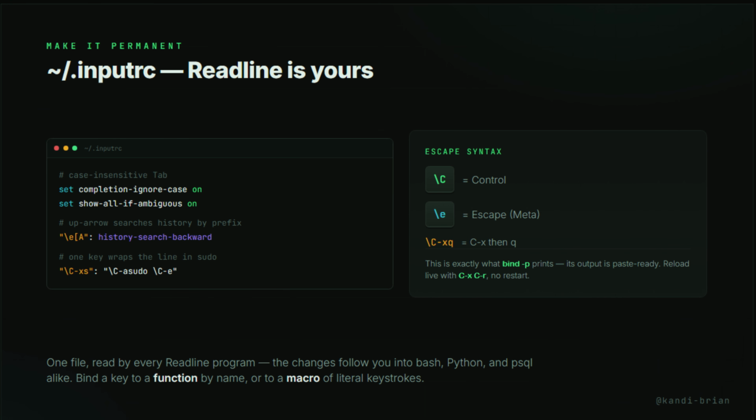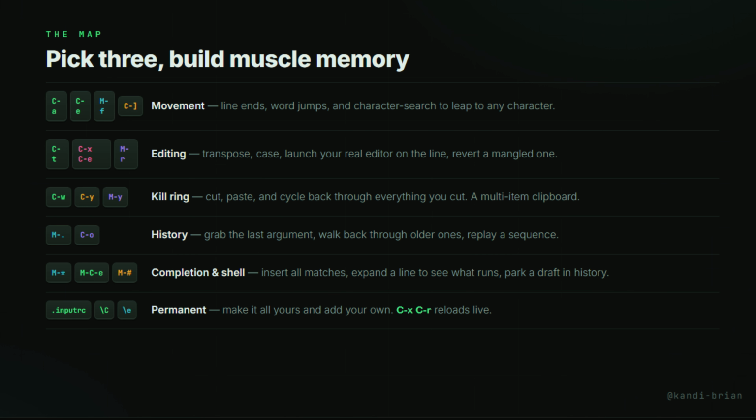So we're basically done with this video. Let's do a recap, the map, so you can practice deliberately. Mental model: C is control, M is meta, which is alt or escape, then a key, and bind -P prints every binding you have. These are readline commands, so they work in Bash, Python, psql, GDB, and far beyond.